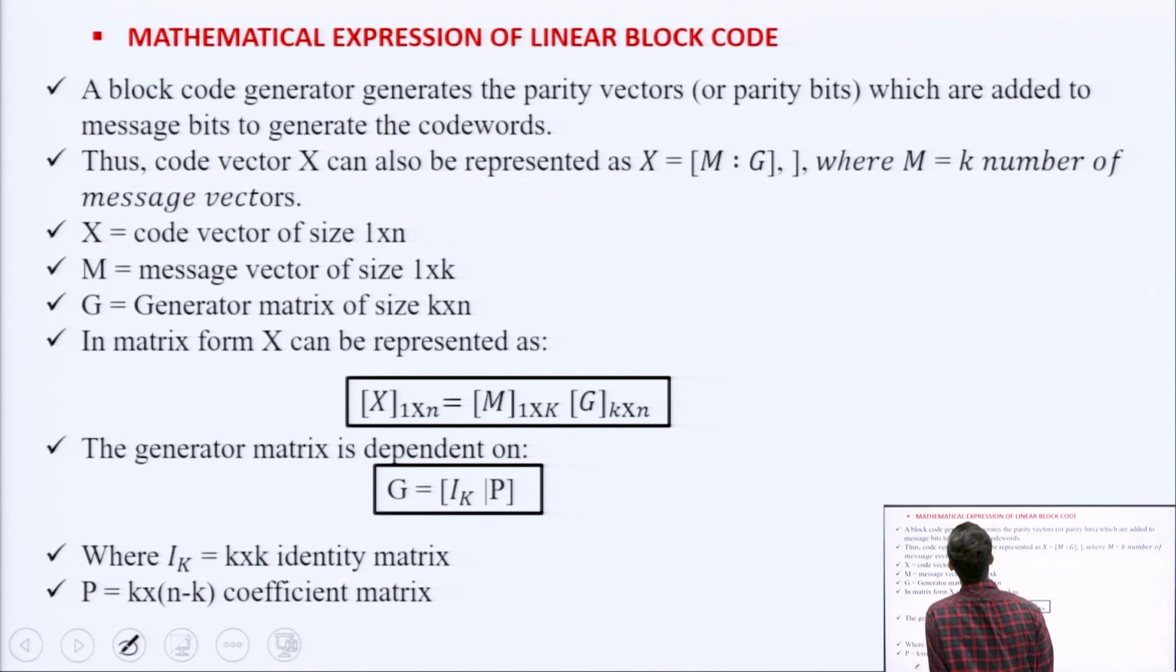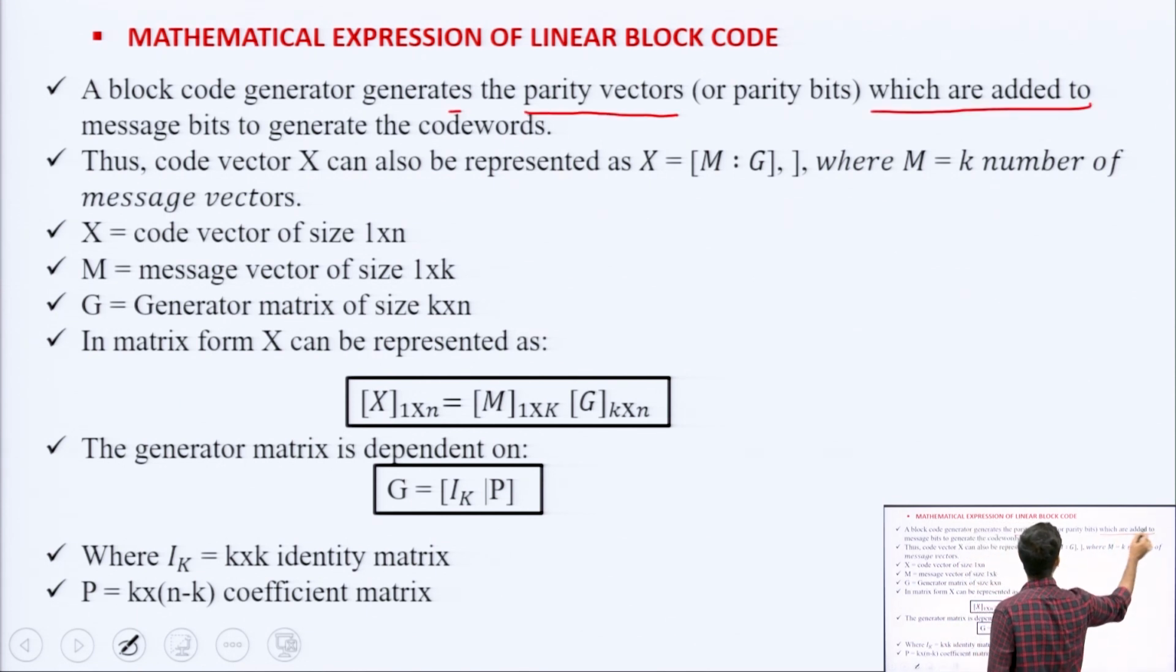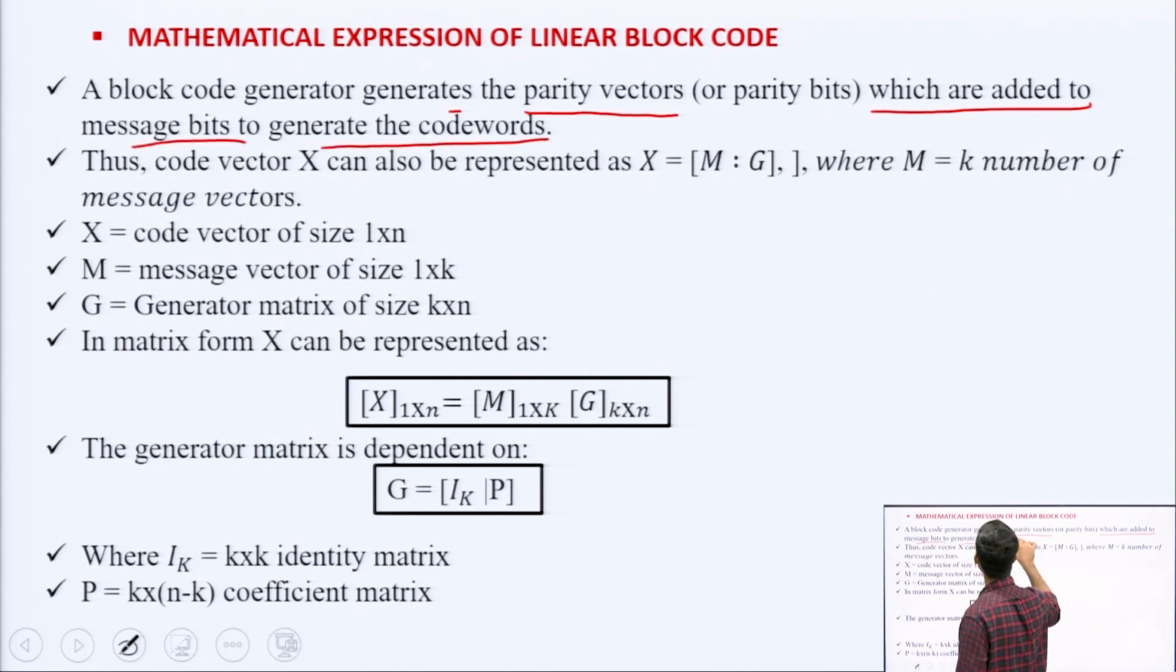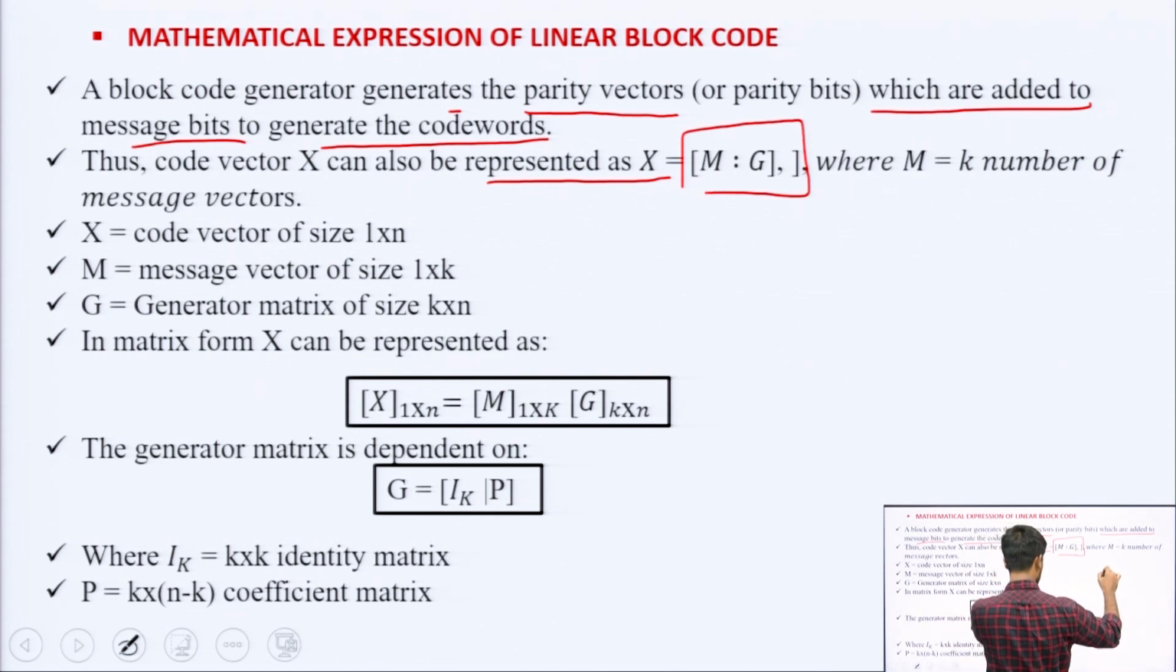Now we will see the mathematical expression of a linear block code. A block code generator generates the parity vectors or parity bits which are added to message bits to generate the code words. Thus, code vector x can also be represented as x equal to mG, where x is the code vector of size 1 cross n, m is the message vector of size 1 cross k, and G is the generator matrix of size k cross n.